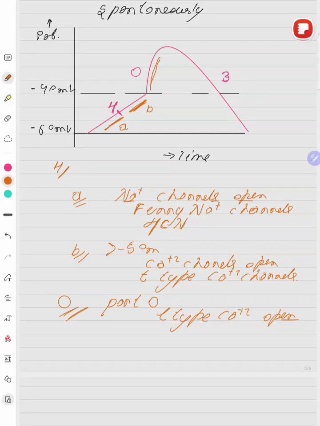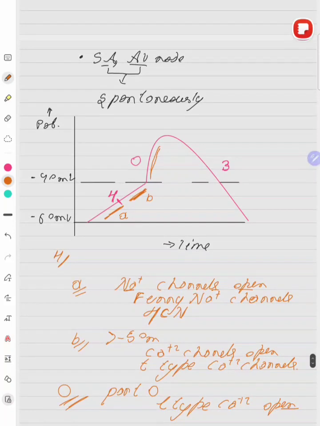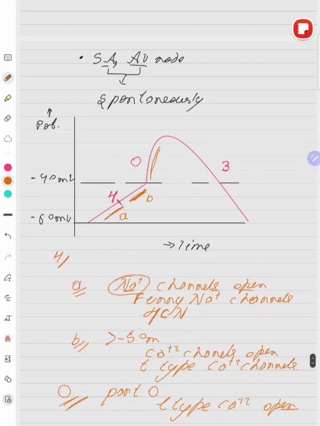One thing to notice between slow and fast response is, in fast response there was opening of sodium channels for depolarization, whereas in slow it is taken care of by both sodium as well as calcium. This influx of sodium is the reason that the pacemaker cells, or the SA node and AV node of the heart, are autorhythmic, or they don't need any external stimulus to generate action potential.